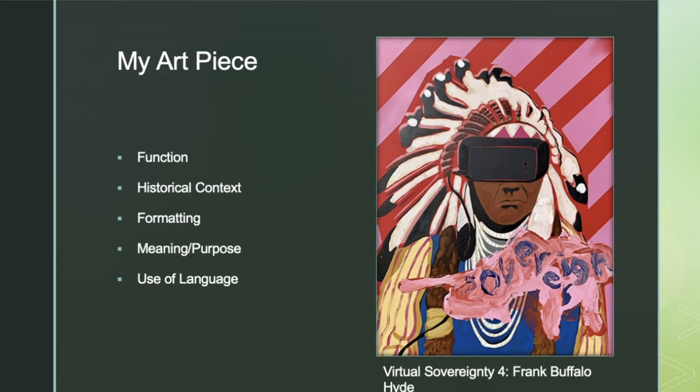My chosen art piece is Virtual Sovereignty 4 by Frank Buffalo Hyde. It was painted in 2017 as the final piece of his Virtual Sovereignty project. I've put two other paintings from that project in this as well. This is one of his Virtual Sovereignty paintings there, and then this is one of his other Virtual Sovereignty paintings. But I chose this one just because I believe that the fourth one capped it off very well, and I think that this was my favorite of all of them.